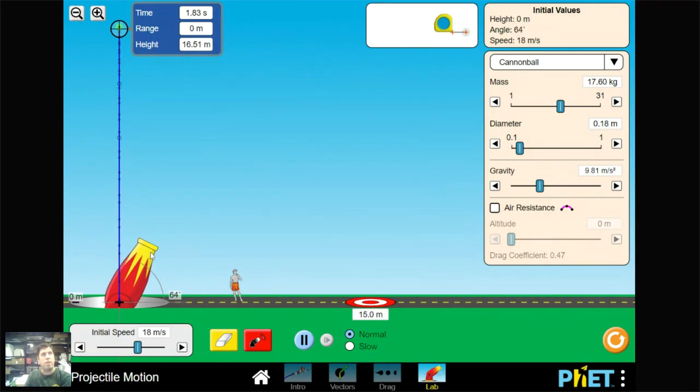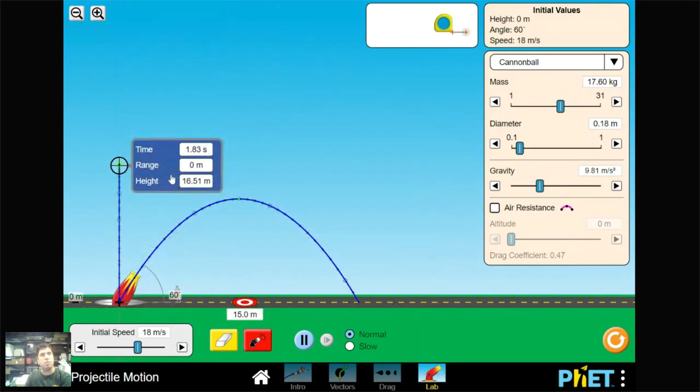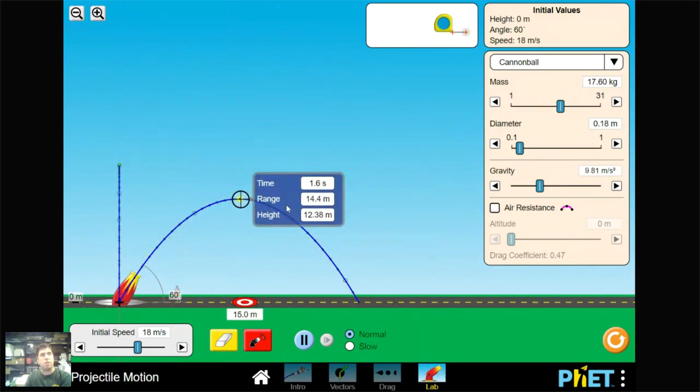Right? What about if we do a 60-degree angle? Well, I shoot this one, and this goes pretty far. Okay? In this case, our range was 14.4 meters with the given launch speed and other stuff like that. So 14.4 meters, that seems reasonable. Definitely farther than our 90.